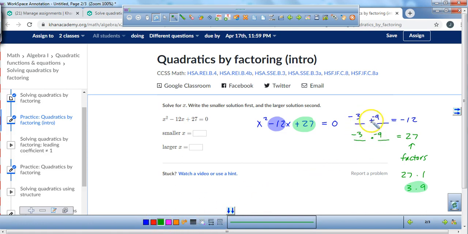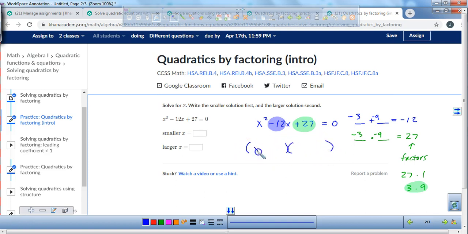Because a negative 3 plus a negative 9 is negative 12, and negative 3 times negative 9 is positive 27. So once again, we are going to factor this. We're going to say x minus 3 and x minus 9 equals 0. And now we can pretty much easily figure out what we're looking for.